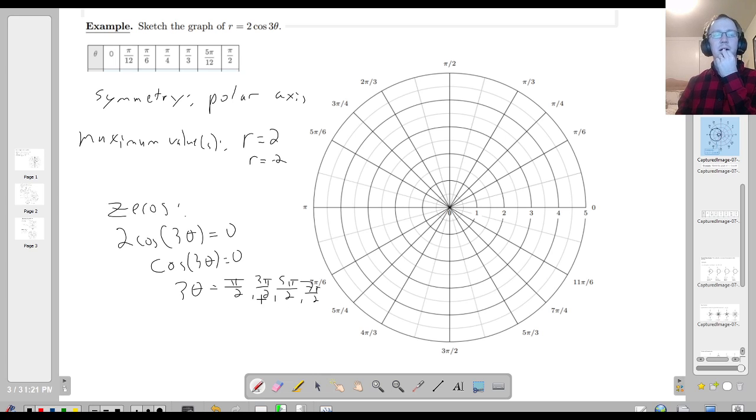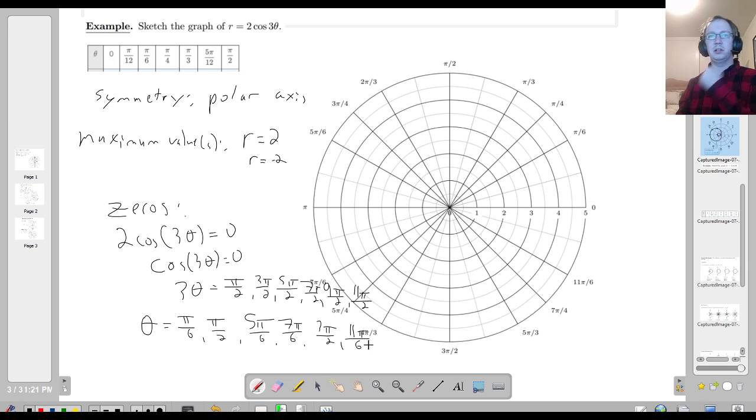Okay, so let's see, if I divide both sides by 3, I'll get pi over 6, pi over 2, 5 pi over 6, 7 pi over 6, right? And there were more options here too, like 9 pi over 2, or 11 pi over 2. So that's going to be 3 pi over 2, and 11 pi over 6. A lot of different spots where I'm going to end up back at the origin. So there's a lot going on with this picture.